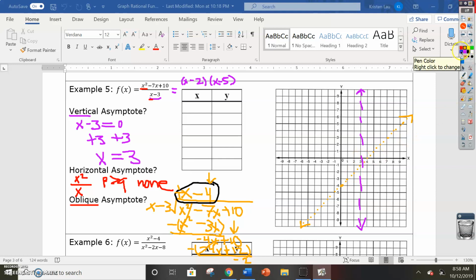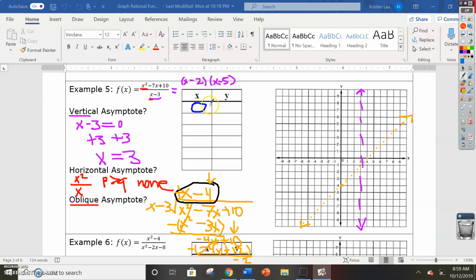Okay. So now I graphed my asymptotes, now I have to actually graph the rest of the graph. So I'm just going to look at my vertical asymptote, which is the purple line. I'm going to pick points to the left of it and points to the right of it to see where my graph is going to go. So I'm going to first find my y-intercept, which is probably my easiest.